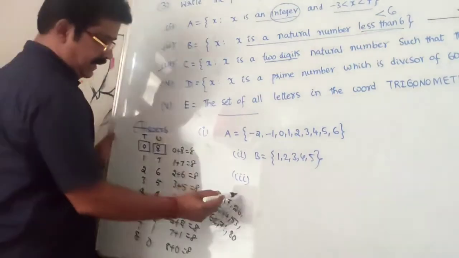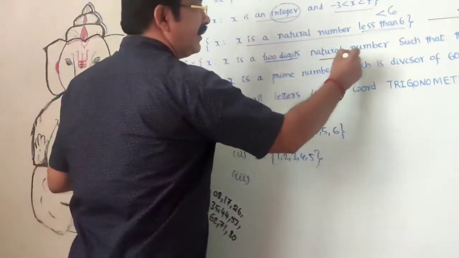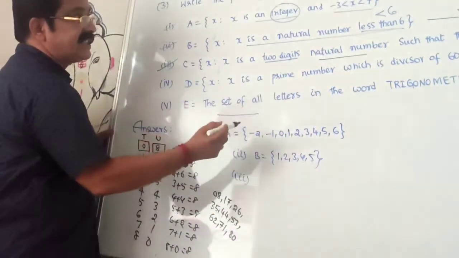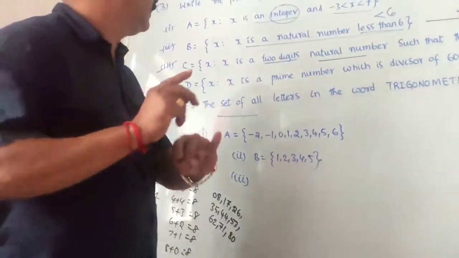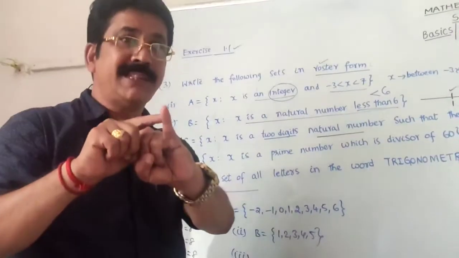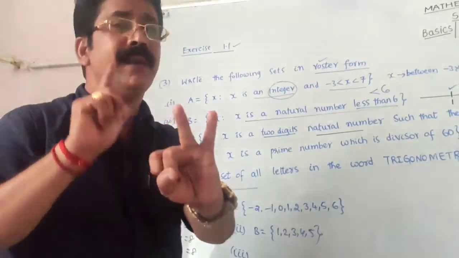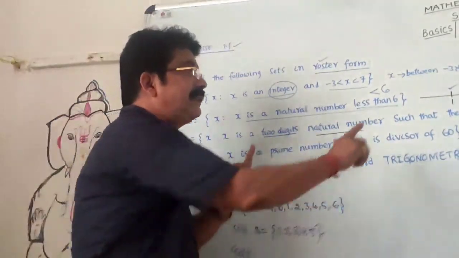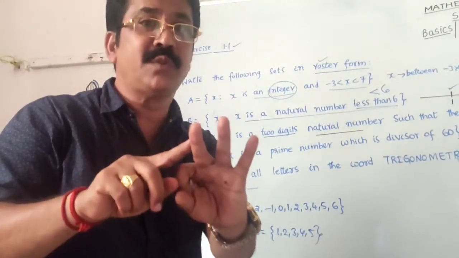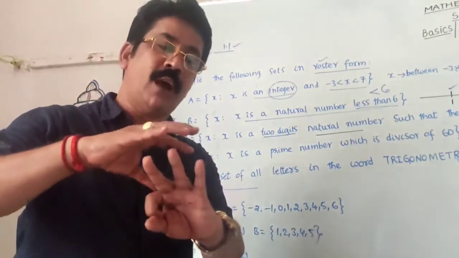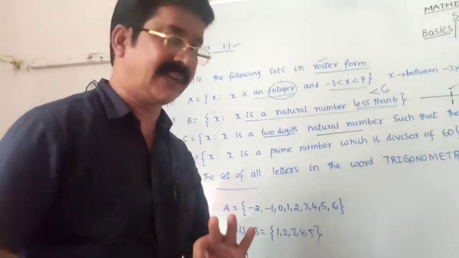First, all are natural numbers. First condition is natural numbers. Okay, 2 digits, sum 8. So how many conditions are there? Number 1, it should be a 2-digit number. Next condition is it should be a natural number. Next, third one is its sum should be 8. So we have to find the numbers so that 3 conditions are satisfied.